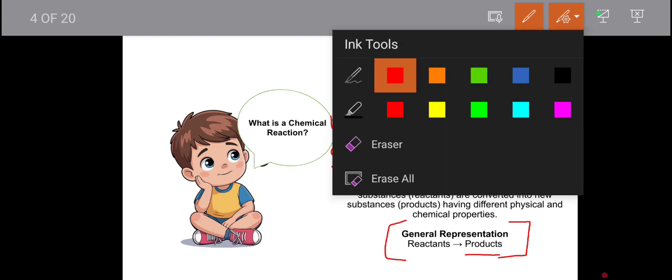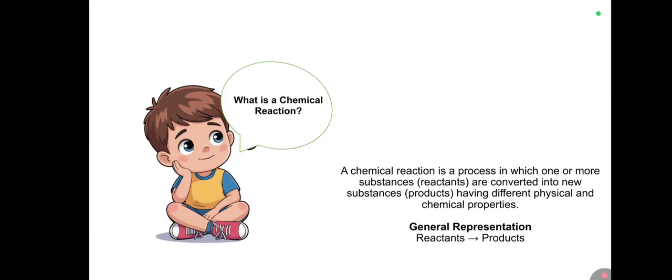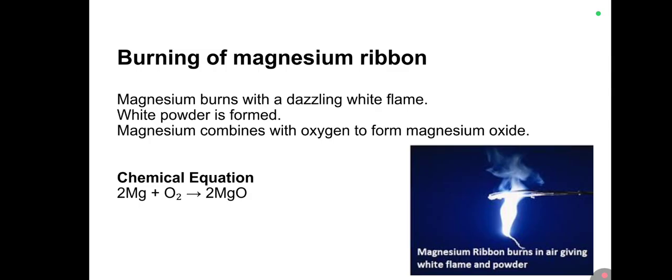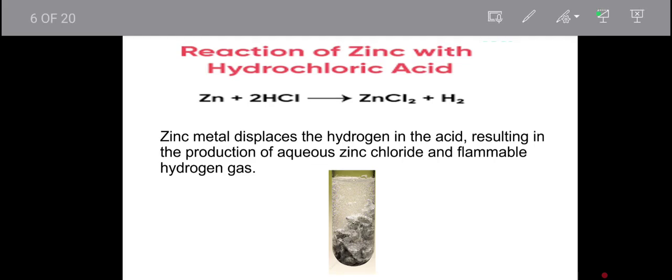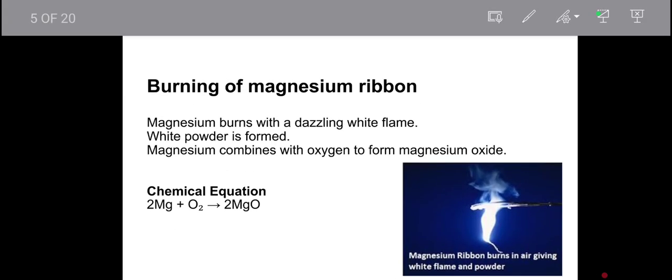Hope this is clear to you. So we will move to the next slide. Three examples are given in your textbook, based on chemical reactions. The first example described in your textbook is the burning of magnesium ribbon.